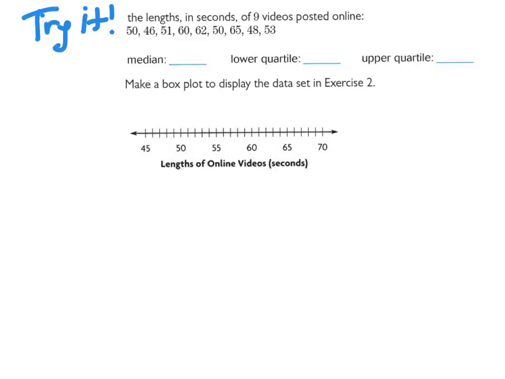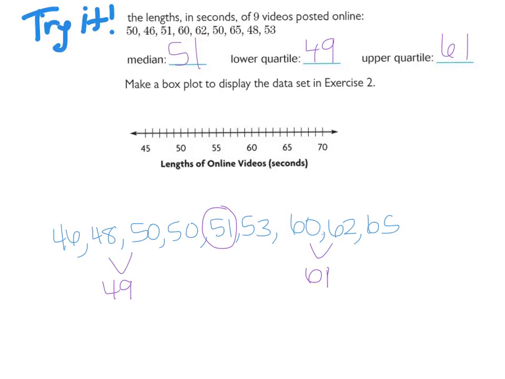The last, you need to find the median, lower quartile, upper quartile, and then draw a box plot. Please write down your data set and then draw your box plot as your answer. And pause your video now, and I will help you with the answer if you're not sure. So I went ahead and already solved the median, lower quartile, and upper quartile. So I put the numbers in order. I found the median, and then in the lower quartile I found halfway between 48 and 50 was 49, and then the upper quartile I found halfway between 60 and 62 was 61.